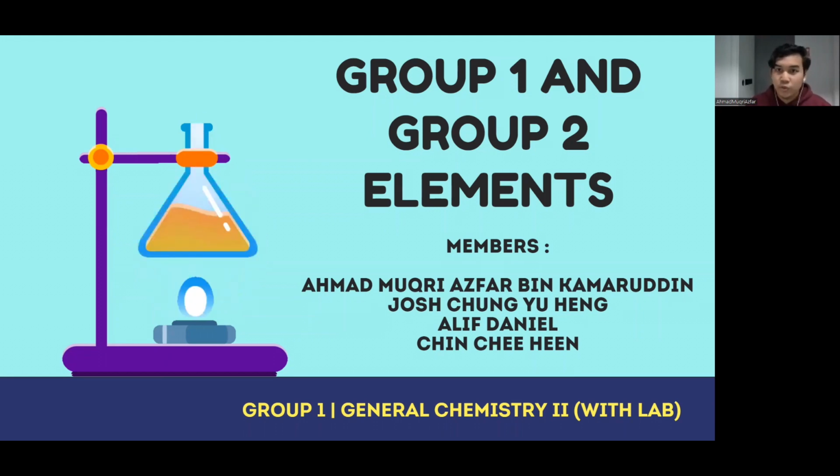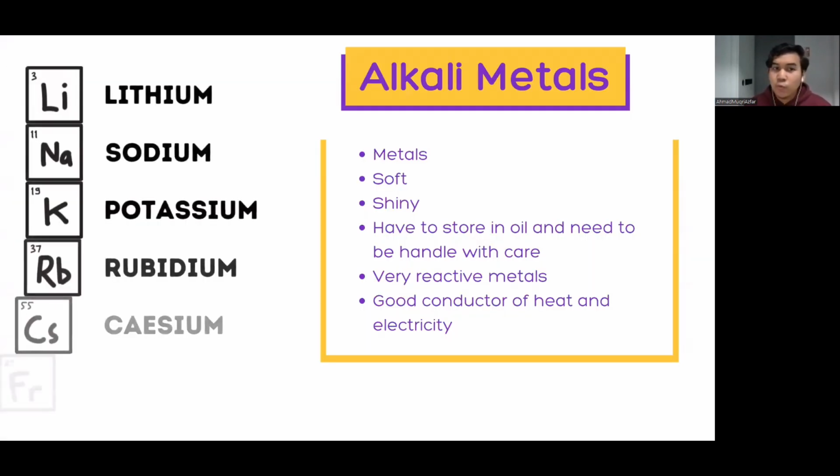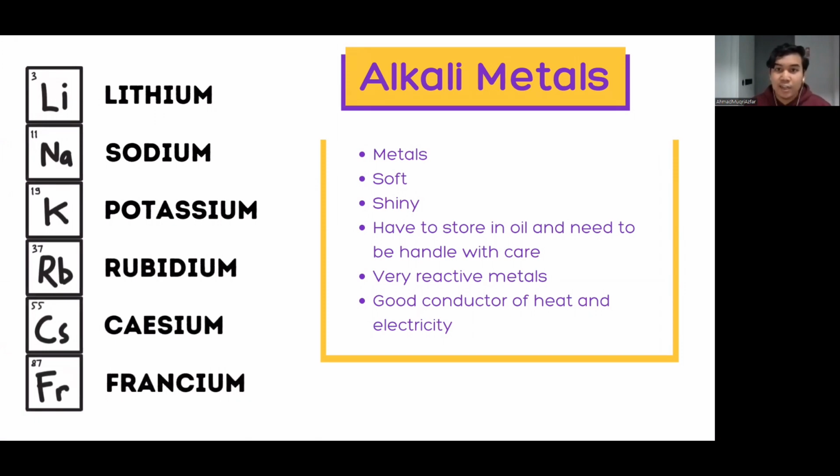Today we will present to you about the group 1 and group 2 elements in the periodic table. First of all, the group 1 elements. The group 1 elements, also known as alkali metals, are lithium, sodium, potassium, rubidium, cesium, and francium.